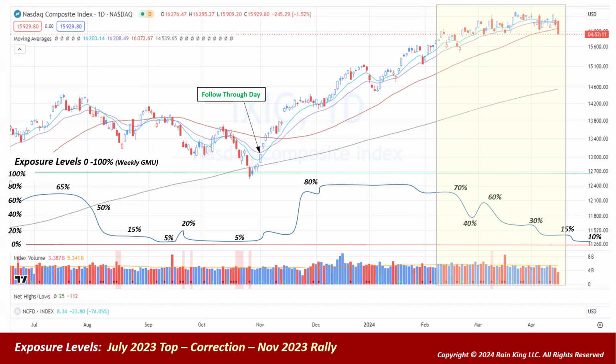So then I just drew, here are the exposure levels. This line in green is 100% exposure. The red line is 0% exposure. And I literally just plotted what I've been saying in these videos.